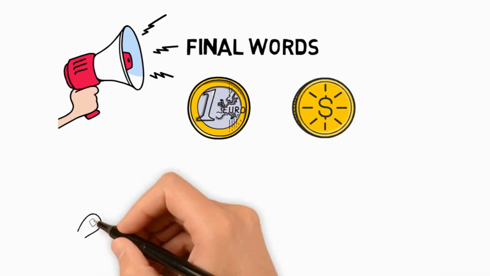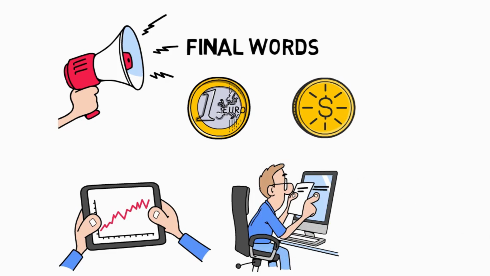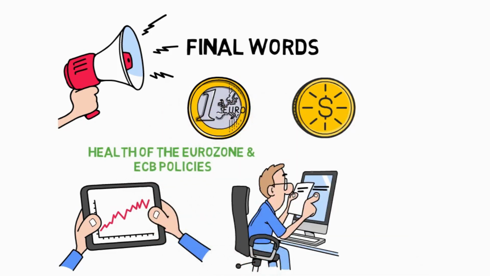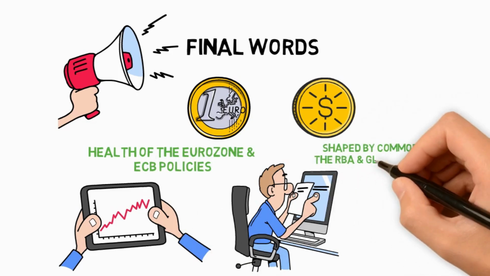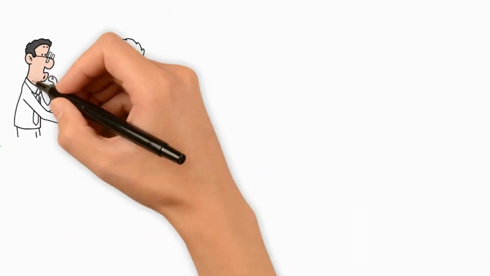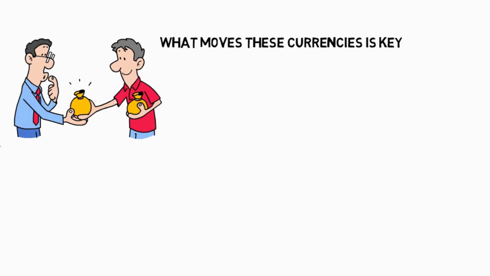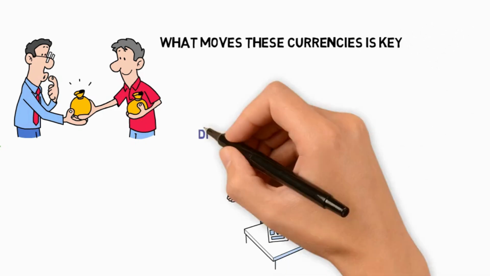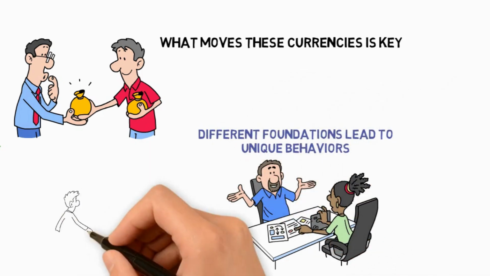The euro and the Australian dollar are vital to global markets, each with distinct influences. The euro reflects the health of the Eurozone and ECB policies, while the AUD is shaped by commodity trends, the RBA, and global risk sentiment. For investors and traders, understanding what moves these currencies is key. Though they're influenced by similar global themes, their different foundations lead to unique behaviors.